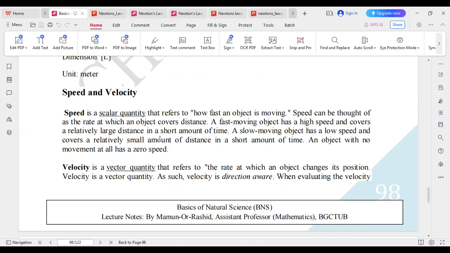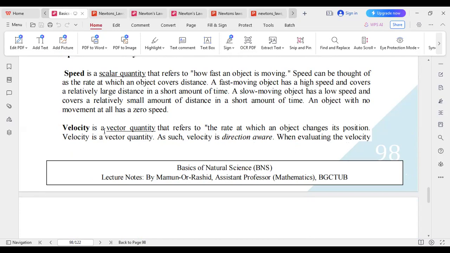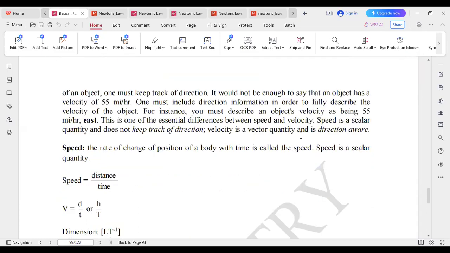Speed is a scalar quantity that refers to how fast an object is moving. So speed can be thought of as the rate at which the object covers distance. An object with no movement at all has zero speed. Now what is velocity? Velocity is a vector quantity that refers to the rate at which an object changes its position. So velocity is a vector quantity.